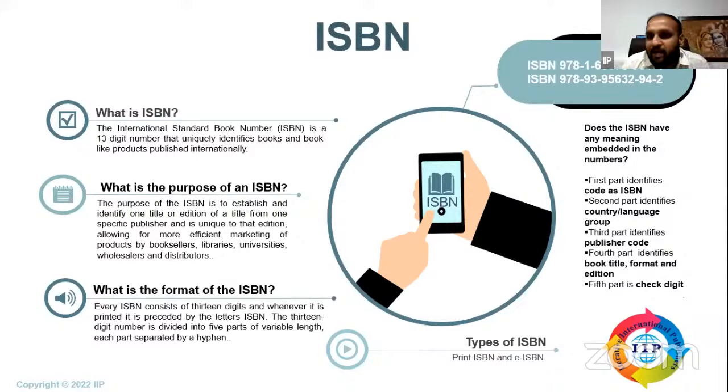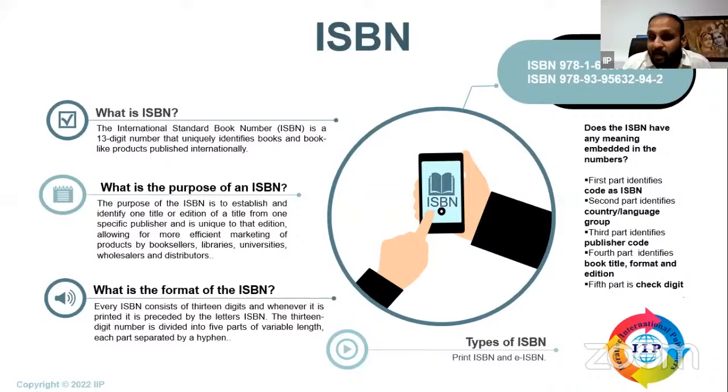The first part identifies that this is an ISBN. And the second part identifies the country which is allotting this ISBN. The third part is the publisher who is publishing; that publisher code will be represented by the third part. The fourth part will identify the title of that book and also the edition. And the last part is the check digit. It is used by the system for automation.